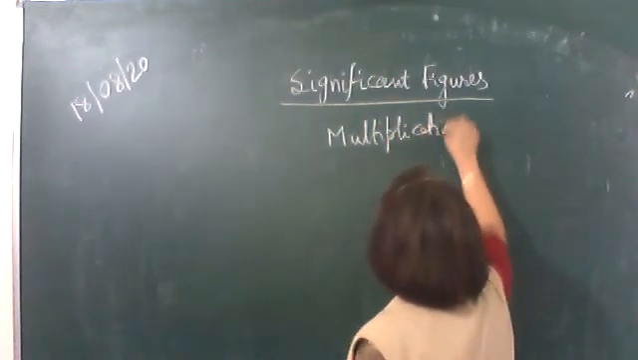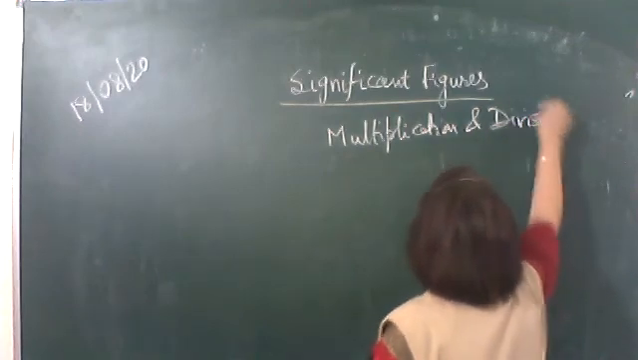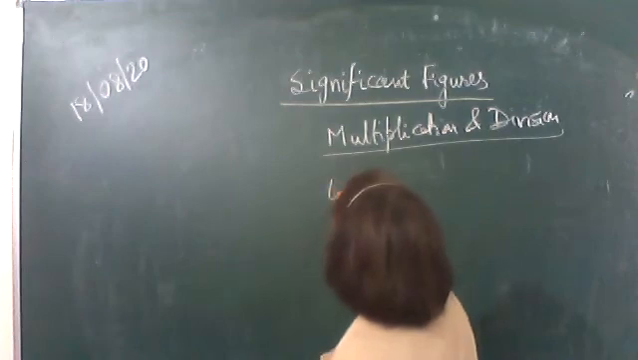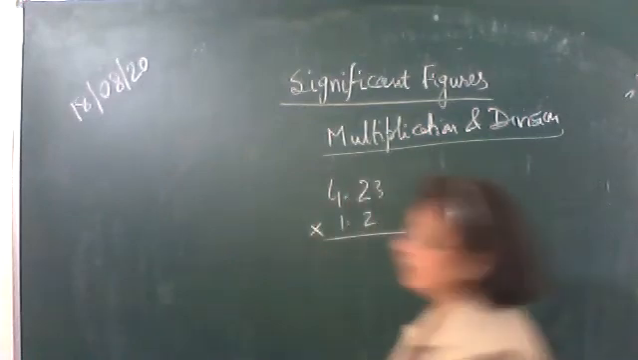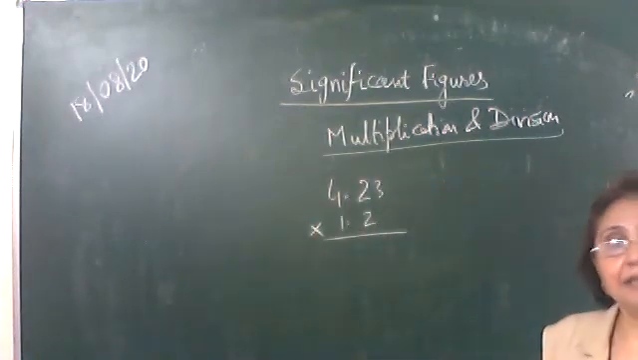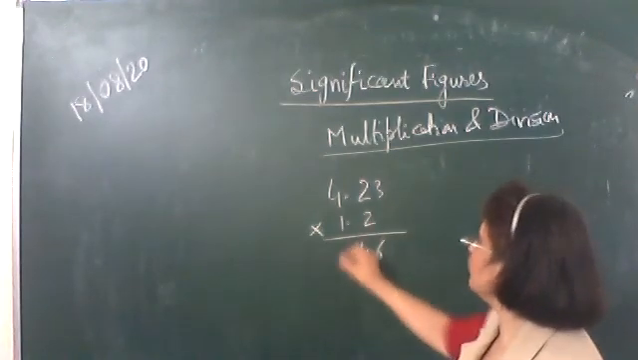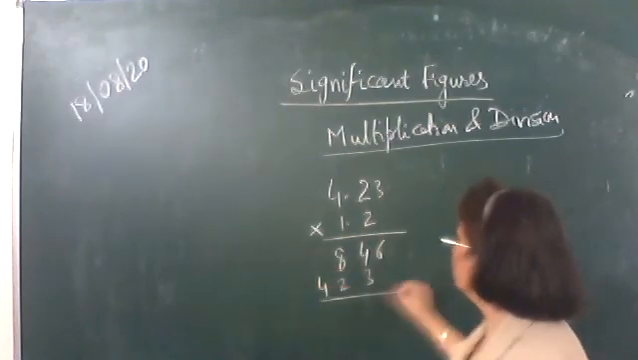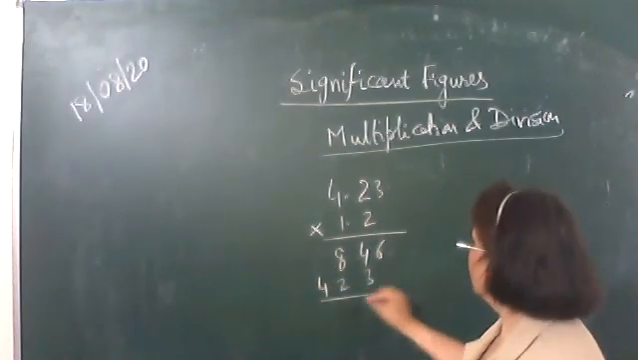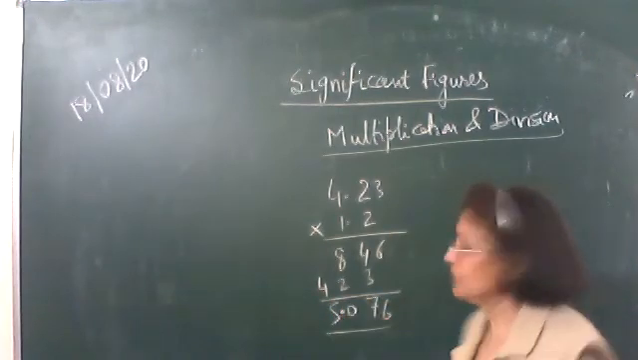Let's take an example and understand it. Let we have to multiply 4.23 with 1.2. Okay, let these two values have to be multiplied. Multiply it in the same manner. 2 3s are 6, 2 2s are 4, 2 4s are 8. Okay, then 3, 2, 4, we add it. Okay, then the decimal will be 5.076.